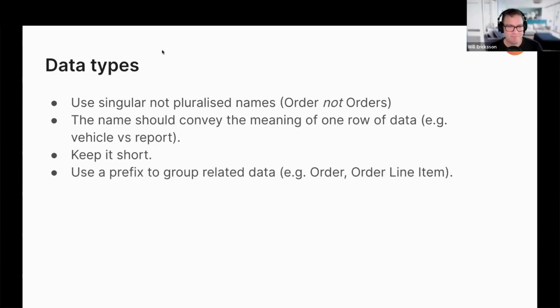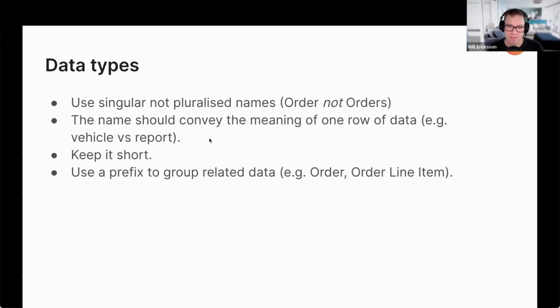Next, the database. So when naming data types, use the single, not the pluralized names. So use order and not orders. Otherwise, you get orderses when you go to your app data tab. The names should convey the meaning of one row of data.